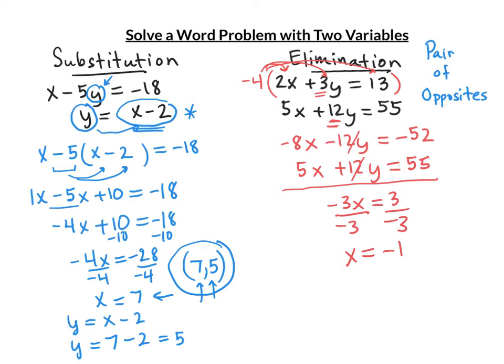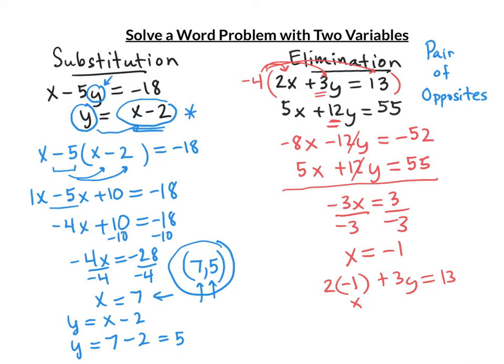Now, just like with substitution, our answer is an ordered pair. It's an x and a y, so we need to find the y. So we'll take this top equation, 2 times x plus 3y equals 13. This is the x here. And we'll replace x with what it's equal to. It's equal to -1. We know what x is.